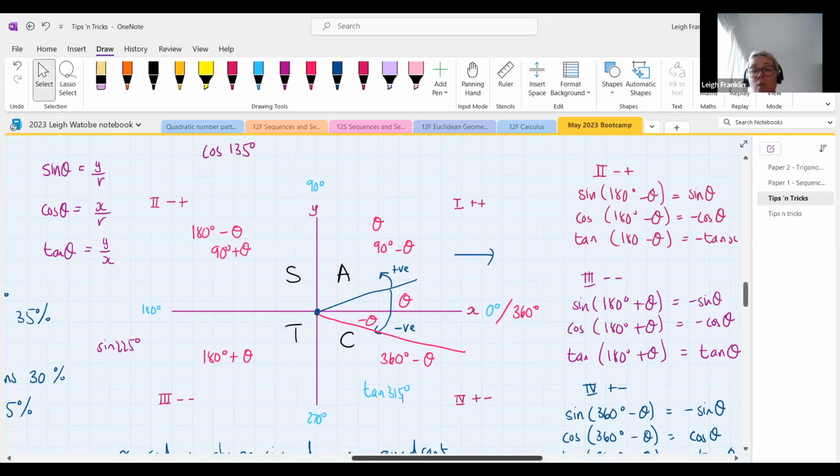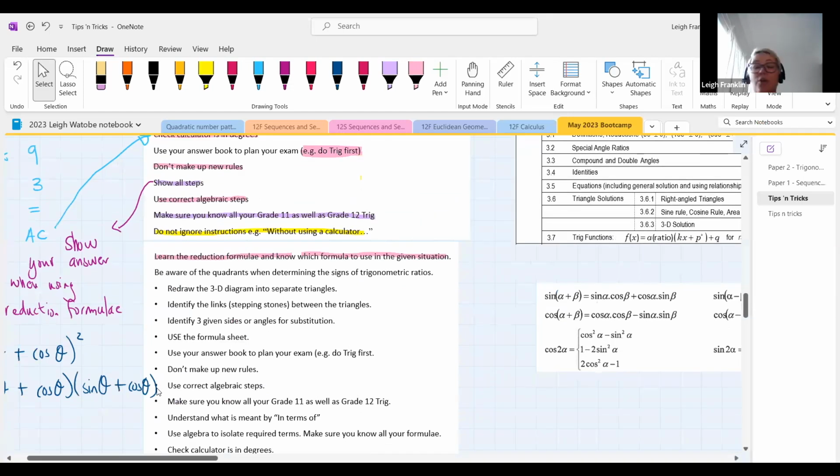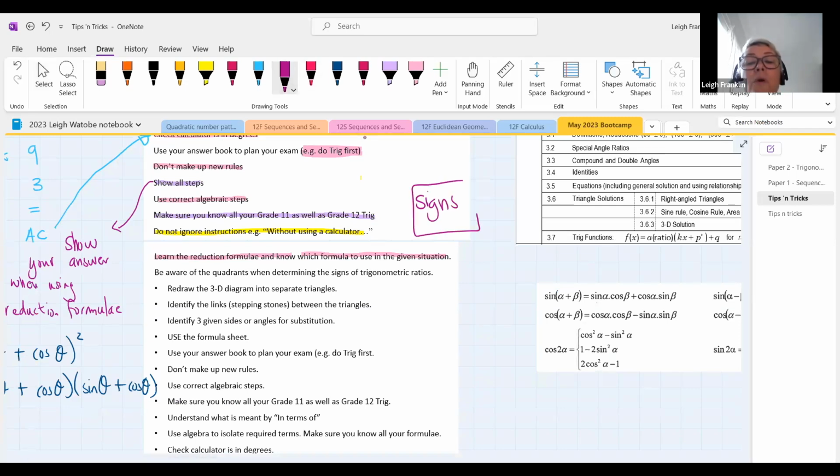Okay, and then be aware of your CAST diagram and what sign your answer would take. When I say sign, I mean S-I-G-N. So be very, very careful about your signs when it comes to working with trig. And again here, I've said be aware of the quadrants when determining the signs of your trigonometric ratios.